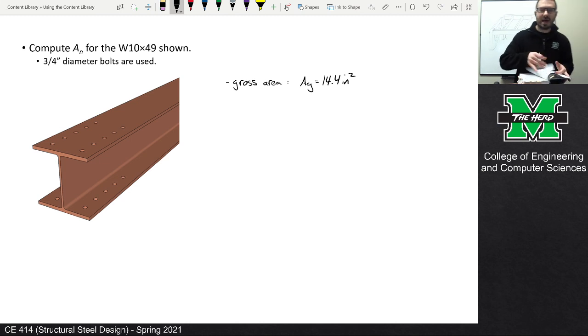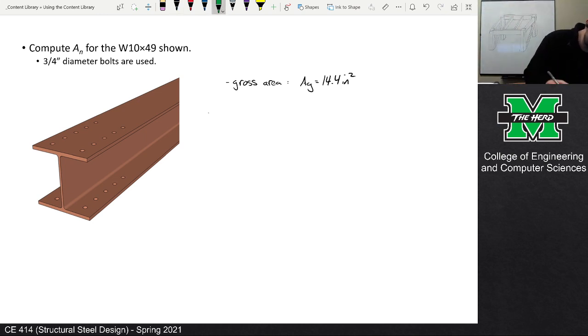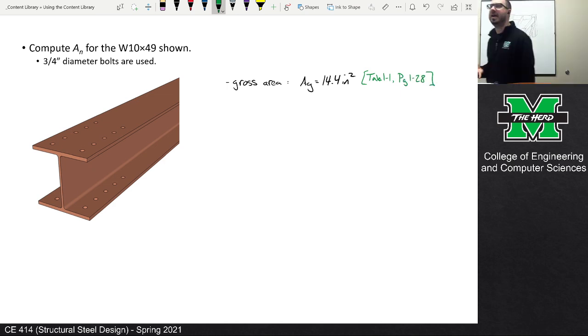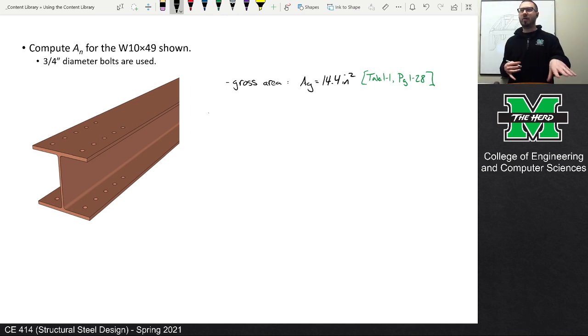Whenever you look values up in the manual, in the spec, whenever you reference things, it is usually good practice to reference where you're getting that value. And I'll try and be consistent with that throughout the semester, that if I pull a value or some reference from the spec, that I'll try and indicate where that's coming from. Okay. All right. So we've got our gross area.